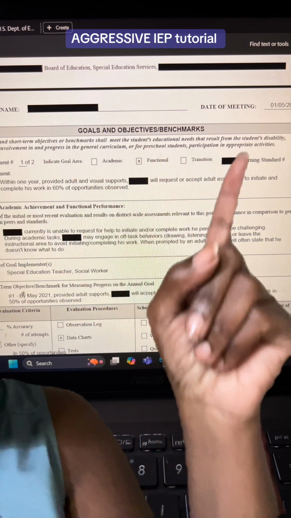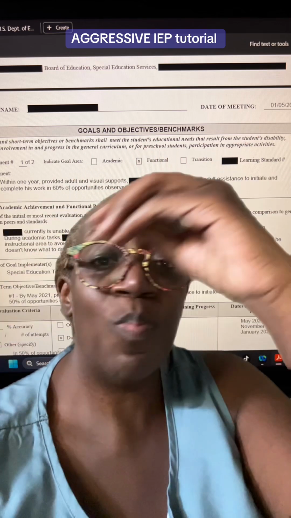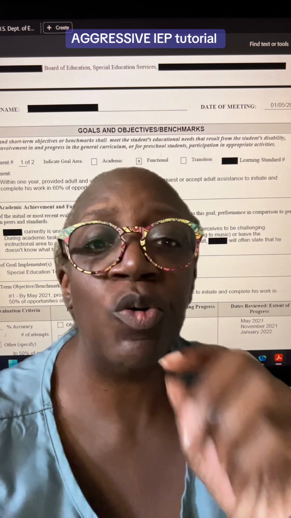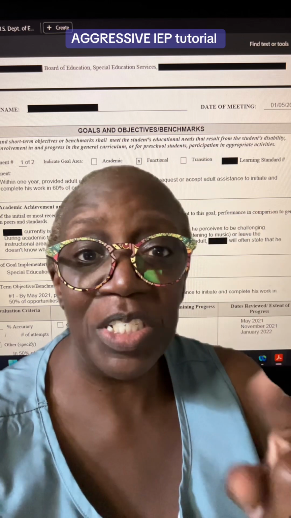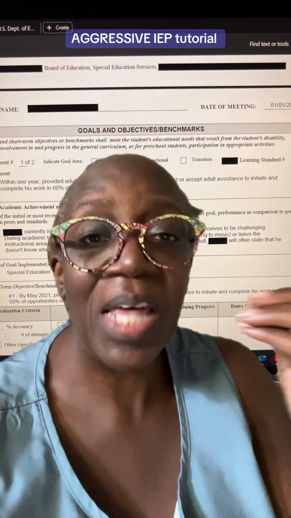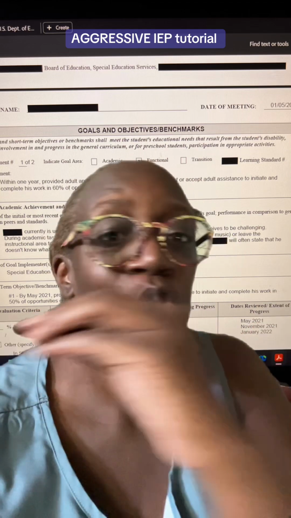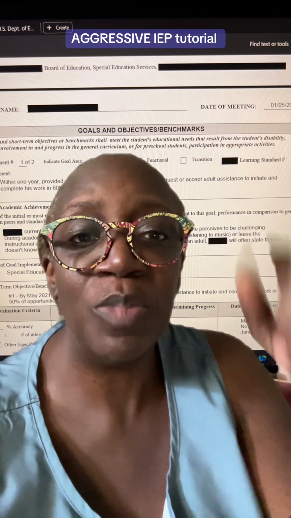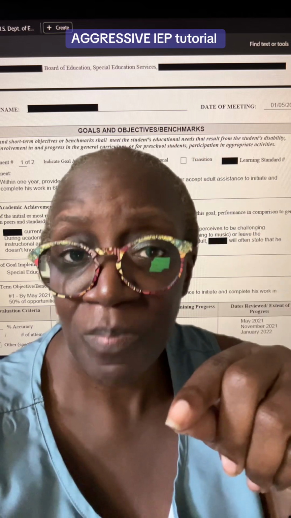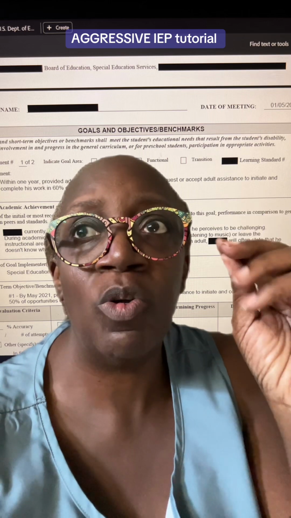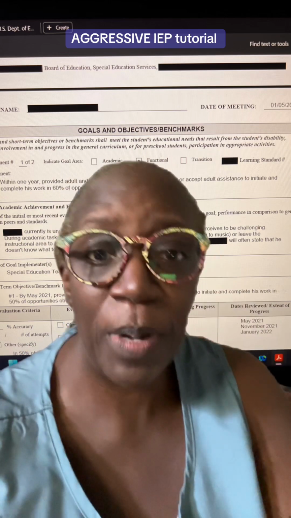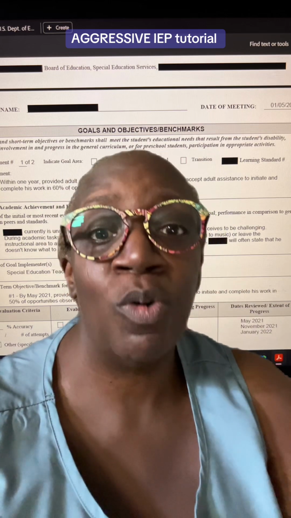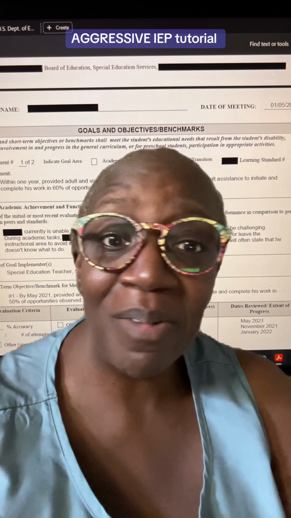Goals, objectives, benchmarks. Goals are basically what we want that child to be doing from the beginning of the IEP till 12 months later, which is the end of the 12-month IEP span. All IEPs go 12 months, and you'll see objectives and benchmarks. Some states require that they do little benchmarks between each of the goal periods. Some states do not. So depending on whether your state requires it, you may see goals and objectives.